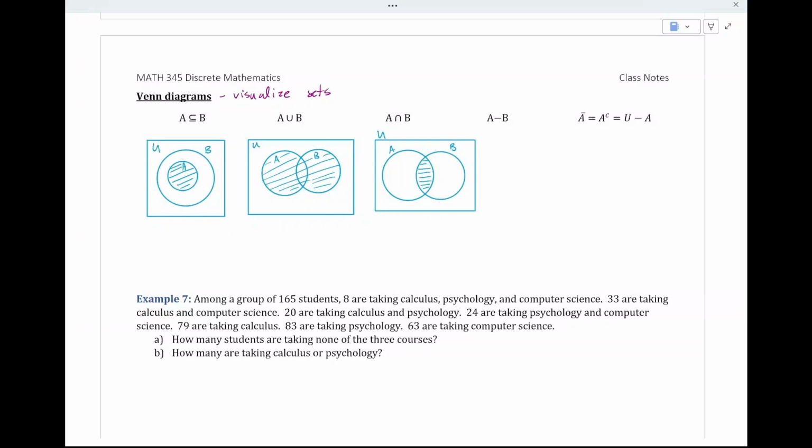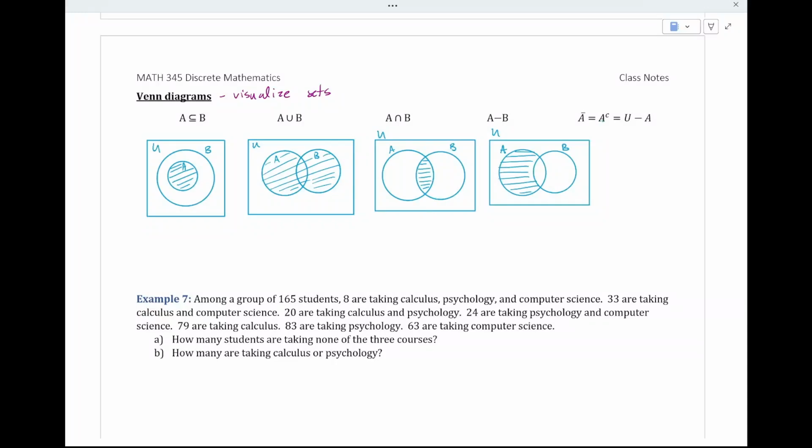Next one is A minus B. Here is, oops, I made a square. I kind of wanted a rectangle. There we go. Here's A and B, and this is our universe. A minus B is everything that's in A except for the things that are also in B. So just this part. It's almost like we took all of A but took off this intersected piece. Everything that's in A that's not in B.